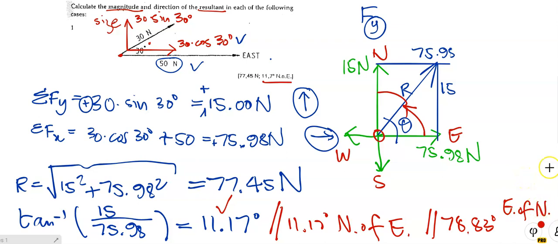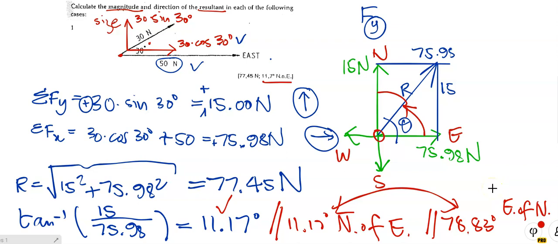Okay, so there's the magnitude of the resultant. There's the direction of the resultant. If you stop there, that's fine. Or you can say the direction is 11.17 degrees north of east, which is how the author of this particular question has called it up. Or, it's one of the three. Or you can say it's 78.83 degrees east of north. And notice that those two must always add up to 90 degrees. North of east, east of north.